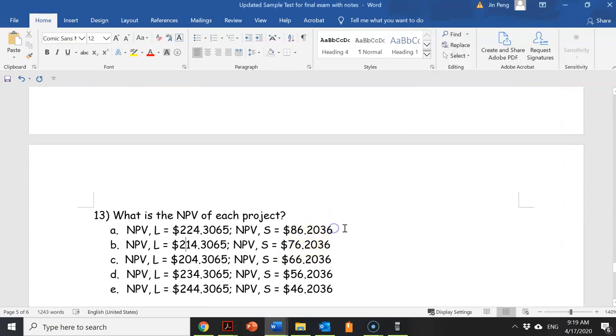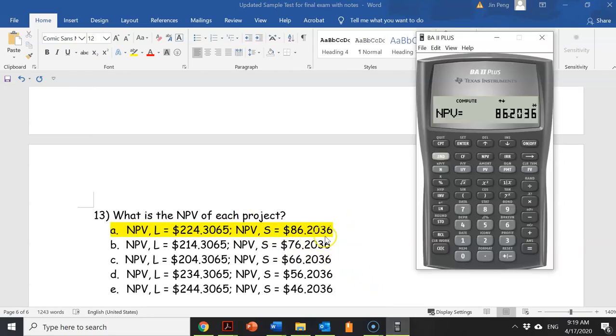Okay, so option A has the right answer for S, 86.2036 as the NPV for project S. For project L, you can already solve this question and choose option A based on the NPV of S, but just double check, let's also calculate the NPV for L.